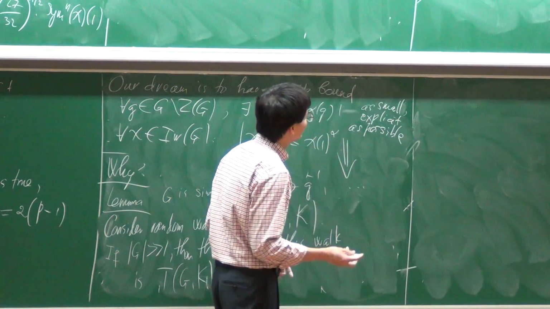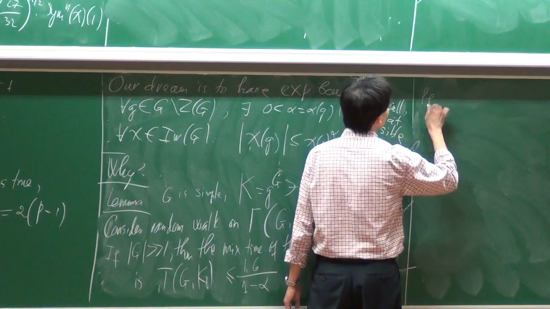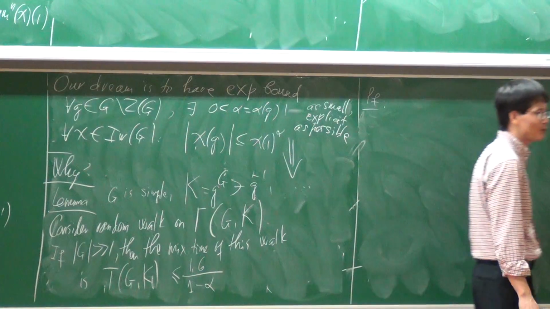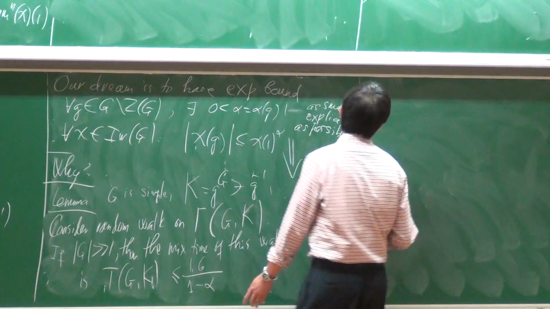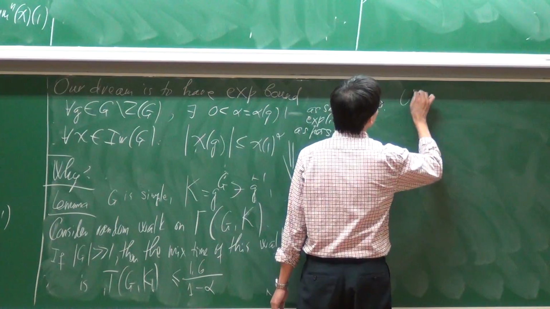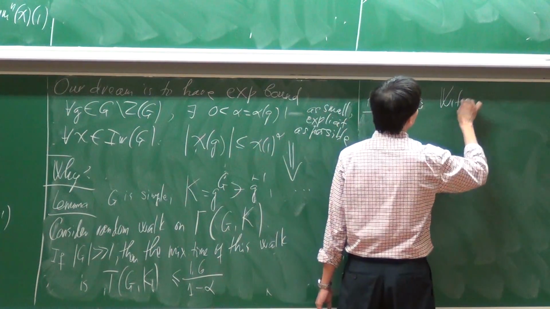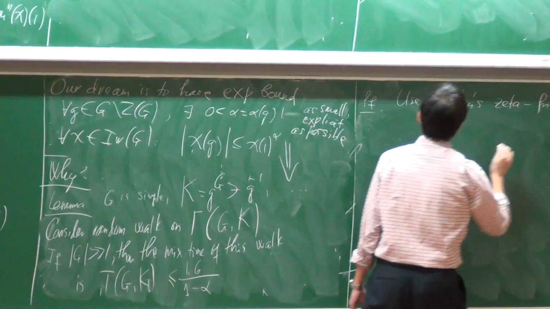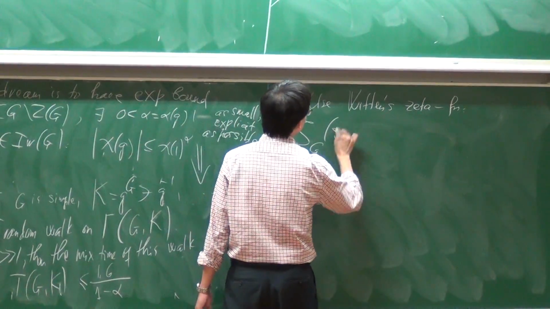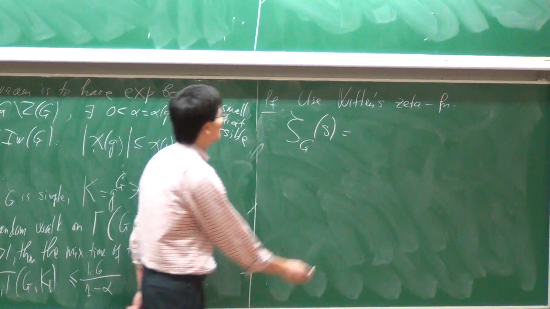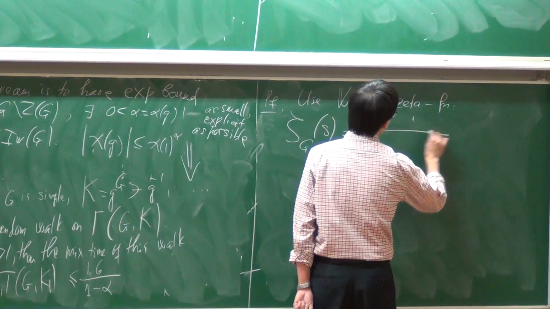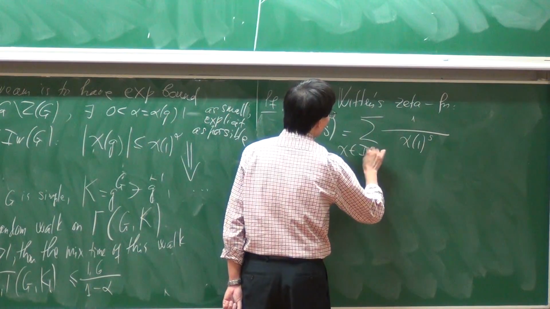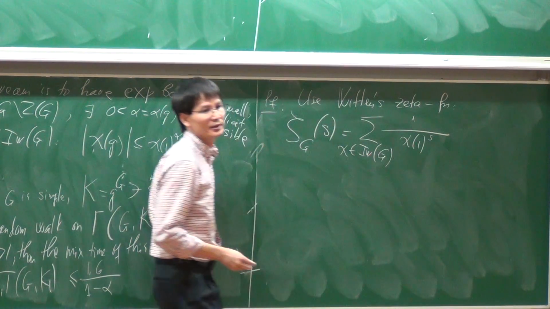And the proof is really easy, but I just want to mention one thing. The proof is a surprise that today we only heard the name of the zeta function two times. So let me mention the name one more time. So we use the Witten zeta function. So zeta_G(s) is going to be the sum of the reciprocal of chi(1) to the s power, where chi is any irreducible character of G.